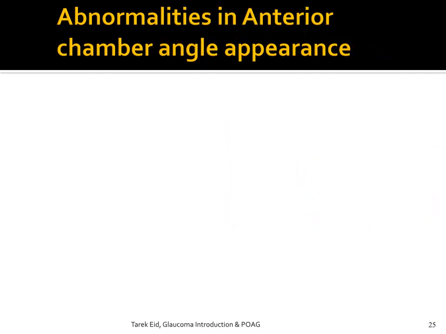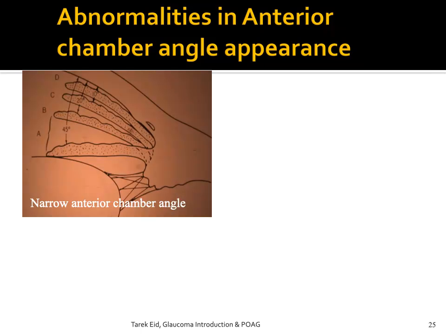What are the abnormal features that we can see in the anterior chamber angle during gonioscopy? First, we can see a narrow angle, and we can measure this angle in degrees. So we have a widely open angle like this, which is about 45 degrees, or it can be 20 degrees narrower, or 10 degrees, or even less when it is totally closed.